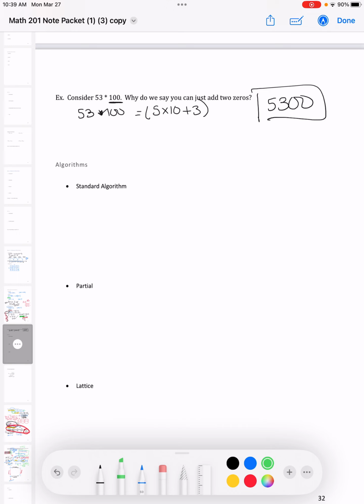50, we've got that 50 and then the 3. And I'm going to multiply that by 100. Now, on the last page, we saw we had the distributive property. So I can multiply both of these by 100. So that would give me 5 times 10, which is the 50, times 100, plus 3 times 100. This looks like it is an expanded form as well.